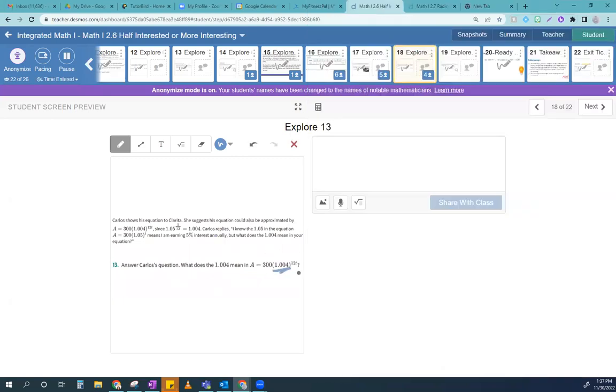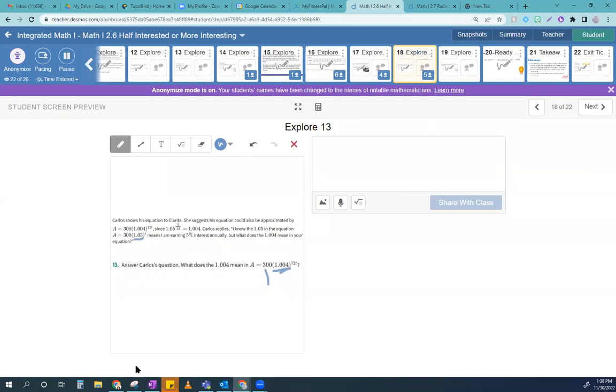If I gave you this equation, 300, you guys are comfortable with, you'd be like, oh, Ms. Johnson, that's the money. But what does 1.004 mean? It's okay. You just keep paying attention. Your whole goal is just to learn a little bit more. So what in this equation right here, what does 1.05 mean?